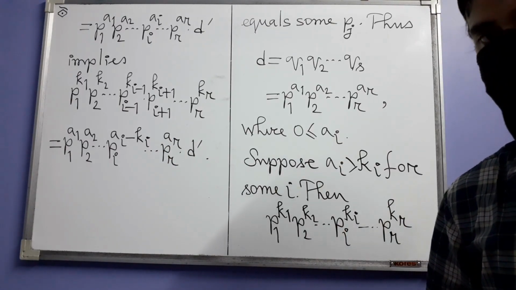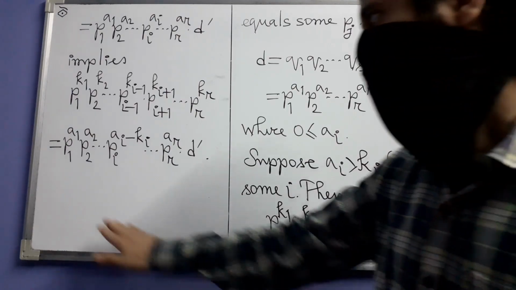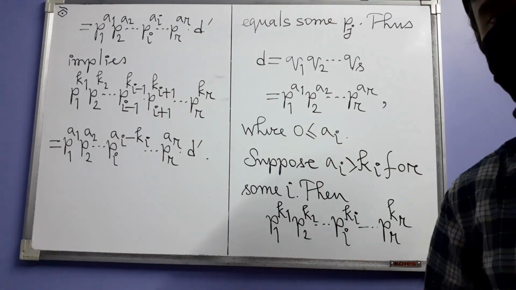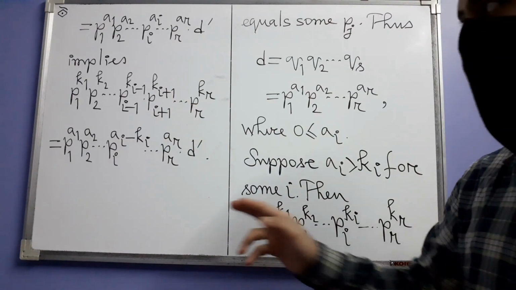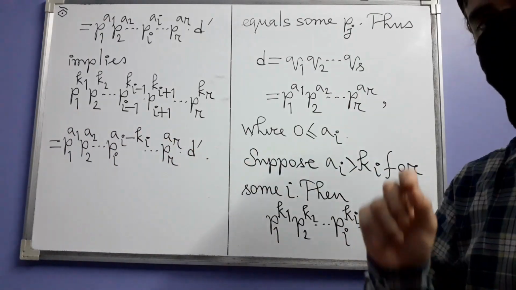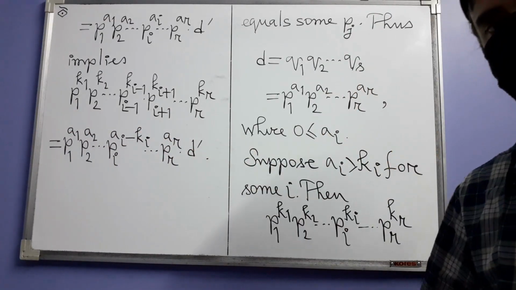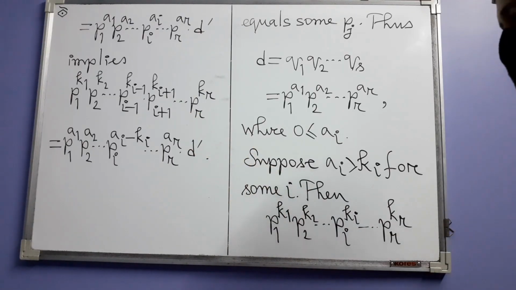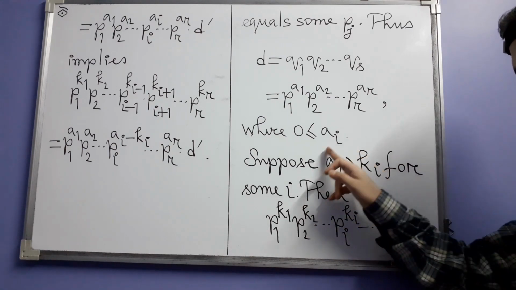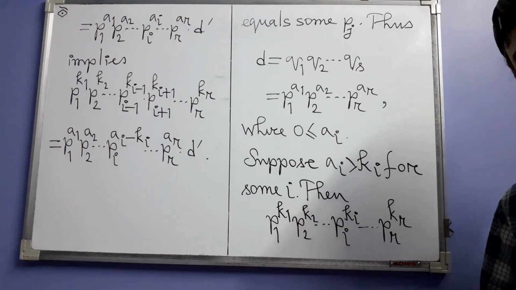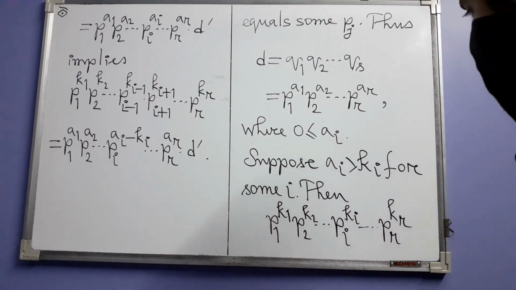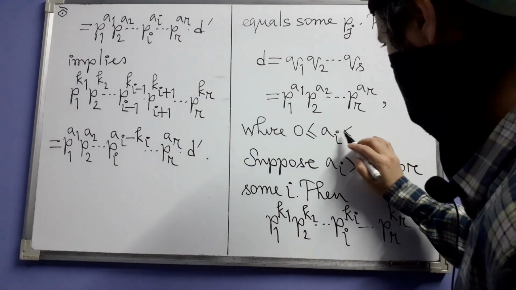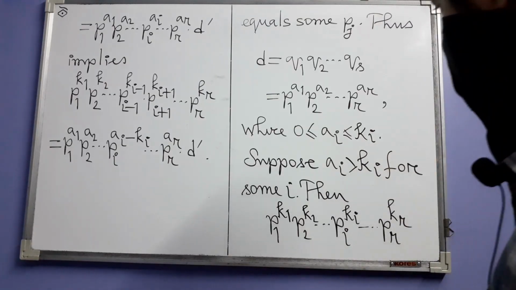But is it possible? No, actually this is not possible. Why? Because the right hand side is now divisible by pi, but the left hand side is not divisible by pi. Pi is a prime. If pi has to divide the left hand side, it should be equal to at least one of the primes, but that's not the case. So this is a contradiction, and this contradiction has resulted from this erroneous supposition, which must thus be false. And that is why not just any specific ai, all ai's must be less than or equal to ki.